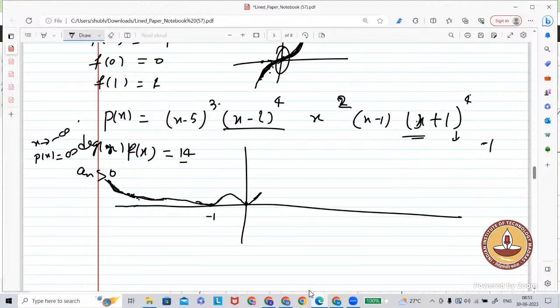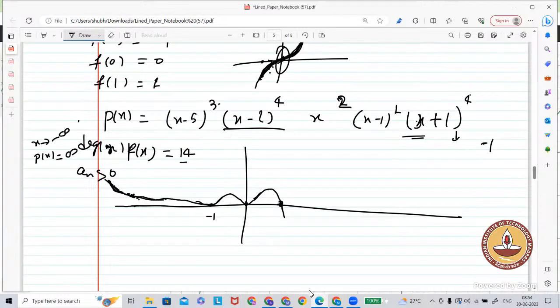At 1, the multiplicity of 1 as a root is 1. You see that this is 1. So suppose here is 1. Again bounce back? No, not bounce back here. It will cross. It will cross linearly. So it looks like a line.